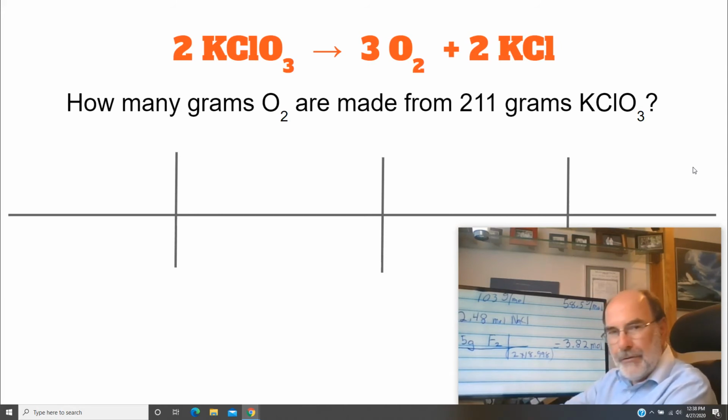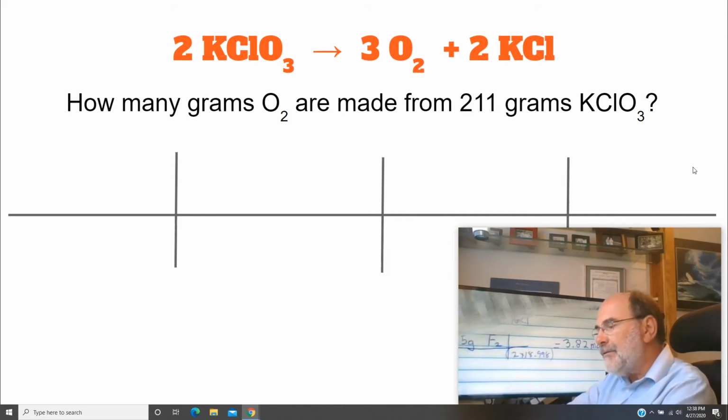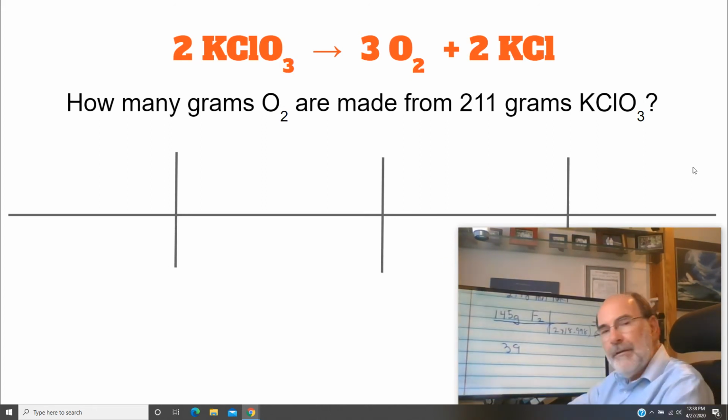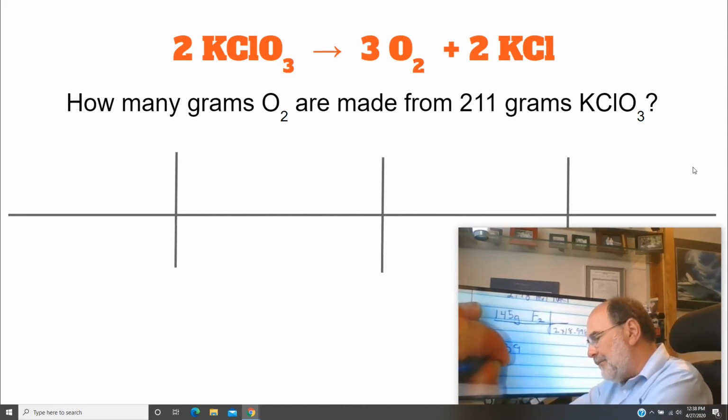All right, so going to the periodic table, and I'm just going to approximate it. Potassium is 39 atomic mass units. I have 1 chlorine, and that's 35.5, let's call it.